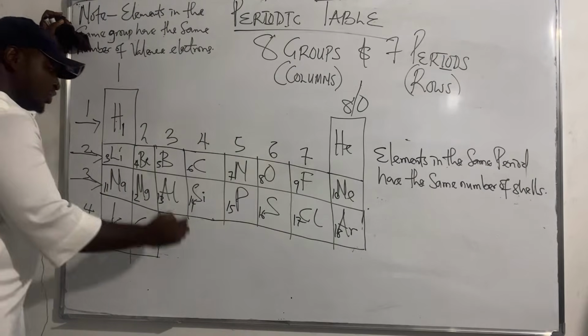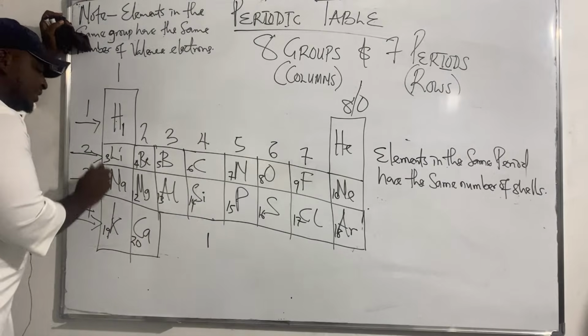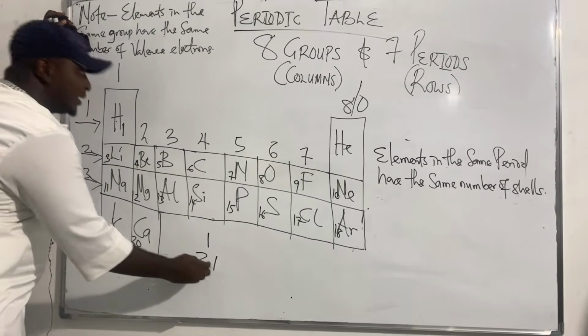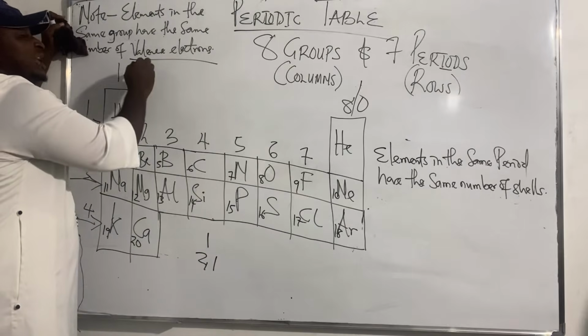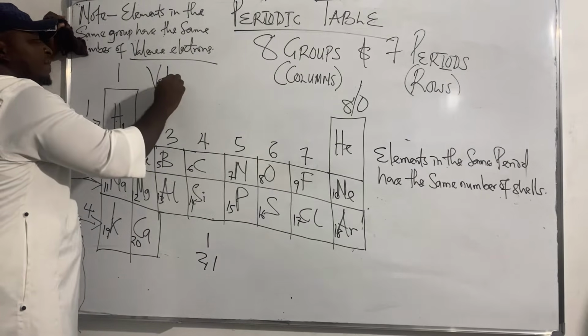But let us look at the electronic configuration for each element in this group. Hydrogen is 1, so the configuration is obviously 1. Lithium is 3, which is 2, 1. I hope you all know the meaning of valence electron. Valence electron is the electron in the outermost shell of an atom, in case you don't know.